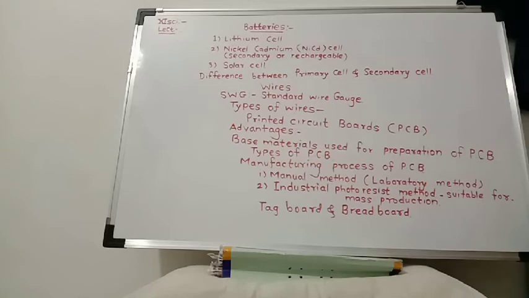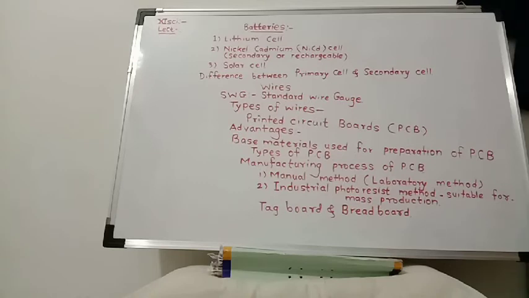Paper phenolic is less costly and it is used for consumer electronic circuits. It is more resistant to moisture, but difficult to machine and drill.